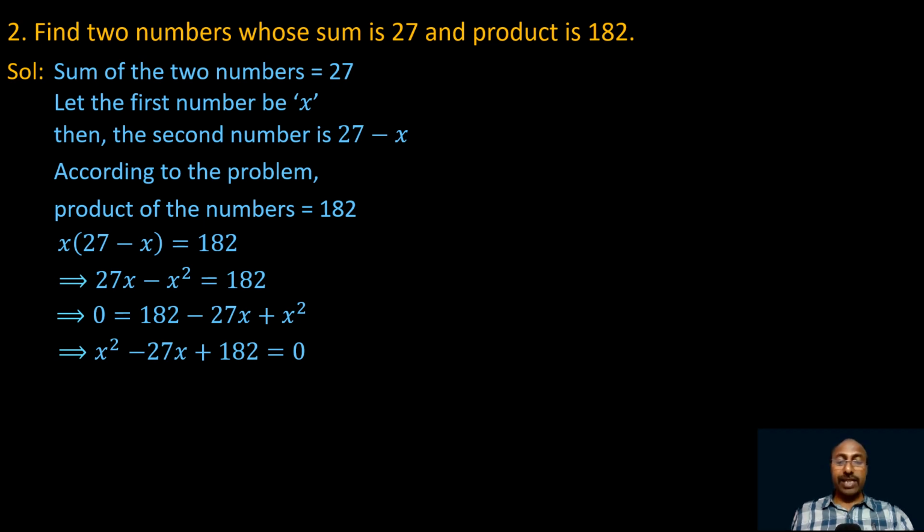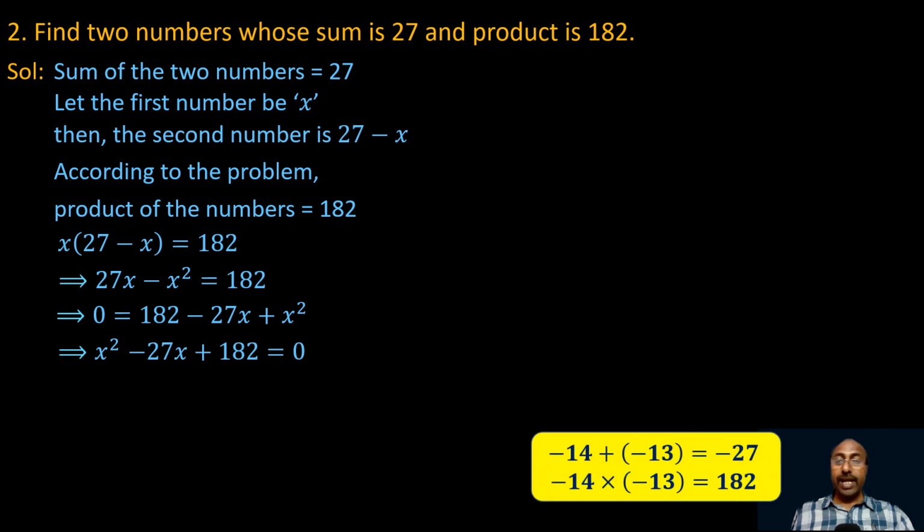And let us solve this equation using the factorization method. So we have to choose two numbers p and q such that their sum is equal to minus 27 and their product is equal to 182. And the numbers are minus 13 and minus 14. Minus 14 minus 13 is equal to minus 27, and minus 14 into minus 13 is equal to 182.